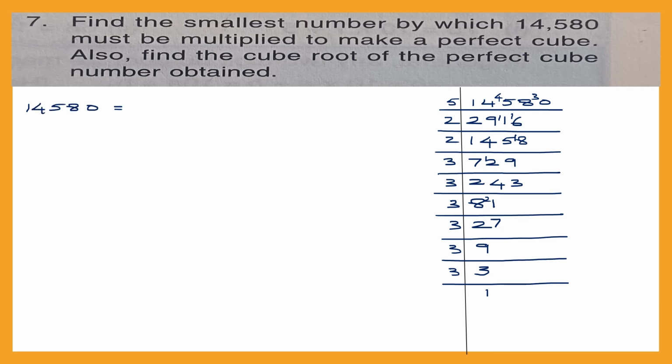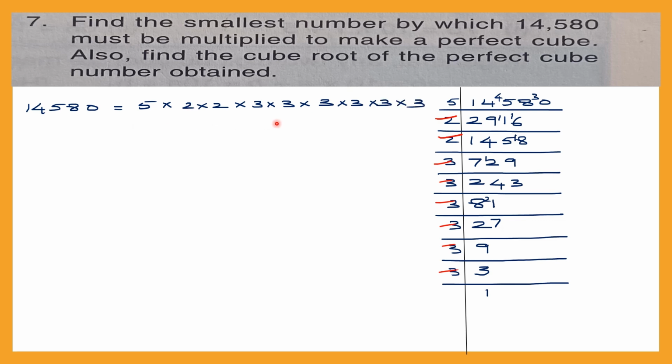So now let's write down all the factors of 14,580. The factors are 5 into, let's count all the 2's. So 1, 2, we have only 2 2's. So 2 into 2, and then let's count all the 3's. We have 1, 2, 3, 4, 5, 6 3's. So here we have 1, 2, 3, 4, 5 and 6 3's.